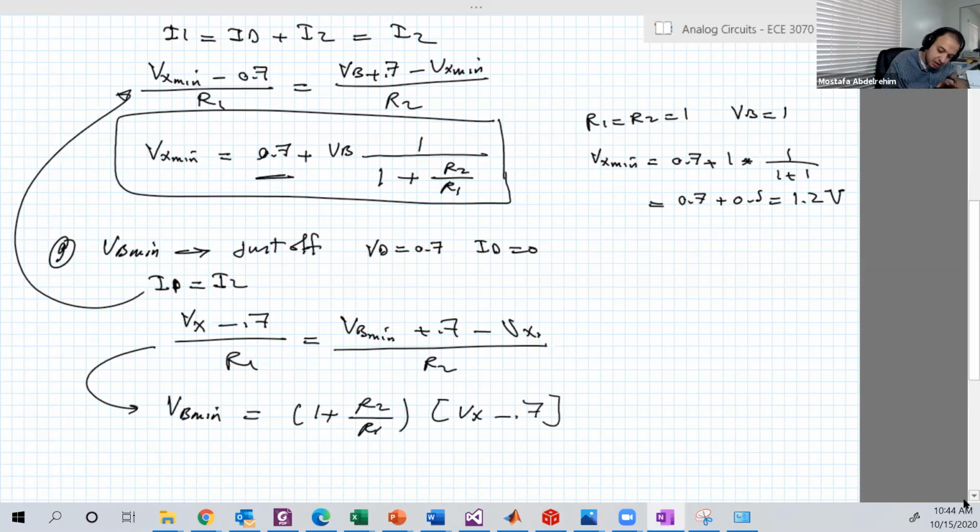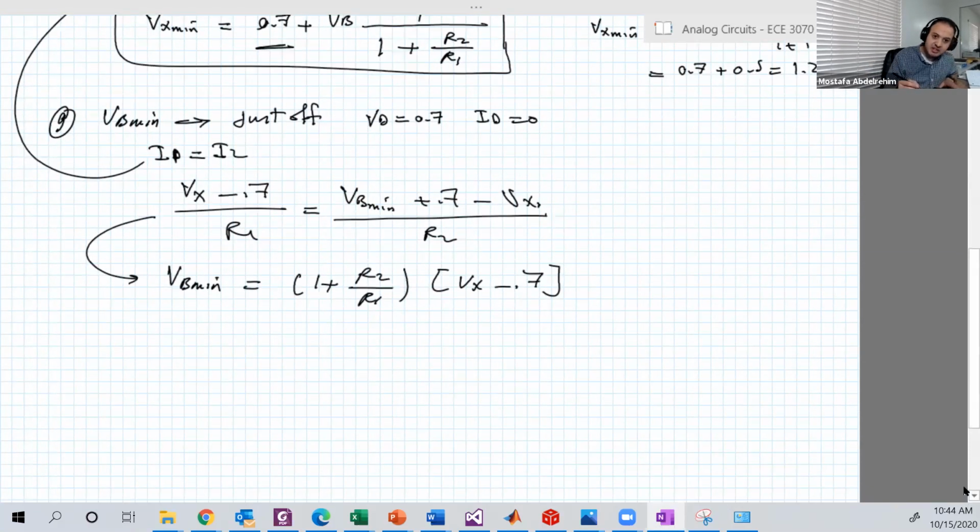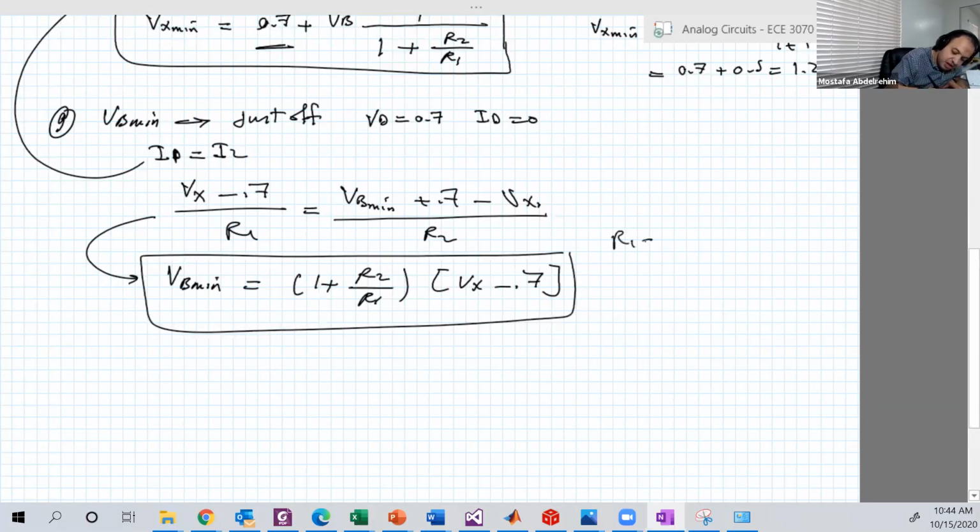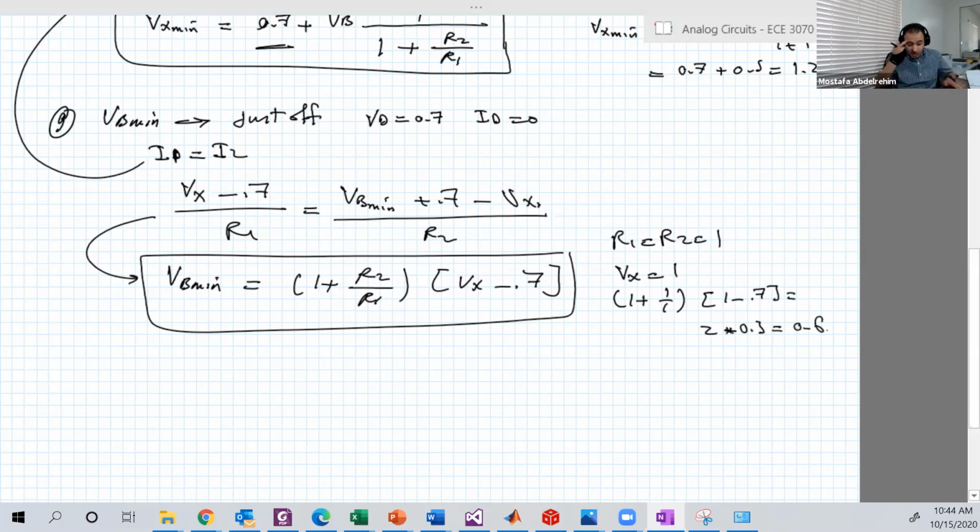Okay. Now let's state these facts. So that is, of course, if you want, at R1 equal to R2 equal to 1 and Vx equal to 1, let's do that. 1 plus 1 over 1 and 1 minus 0.7. So this will be 2 multiplied by 0.3. It's 0.6.